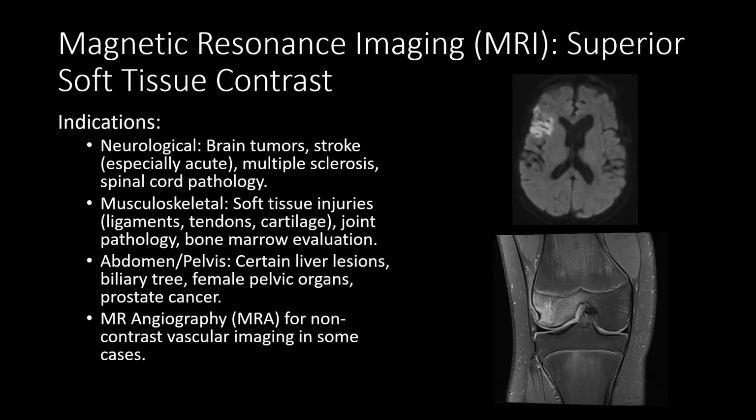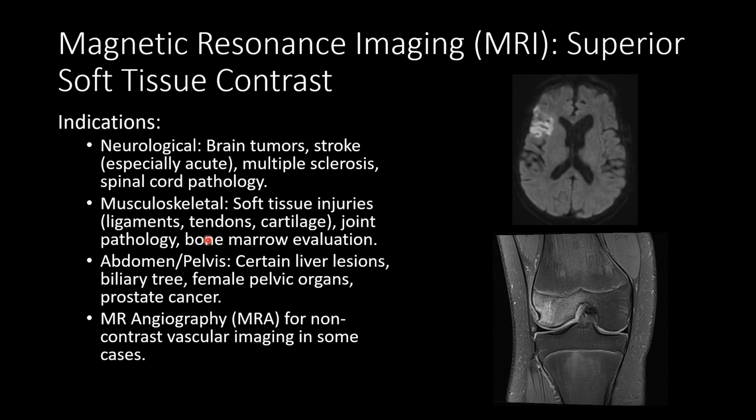Magnetic resonance imaging, or MRI, provides us with superior soft tissue contrast. So even within a single tissue type, we can see subtle differences within that tissue that can be very revealing. Indications for MRI would include brain tumors, strokes, multiple sclerosis, infections in the brain. For musculoskeletal imaging, soft tissue injuries can be well delineated on MRI. Abnormalities of the joint, abnormalities of the bone marrow and cartilage.